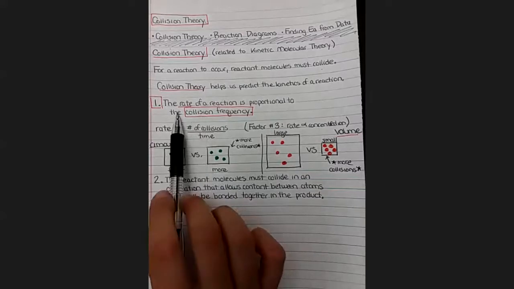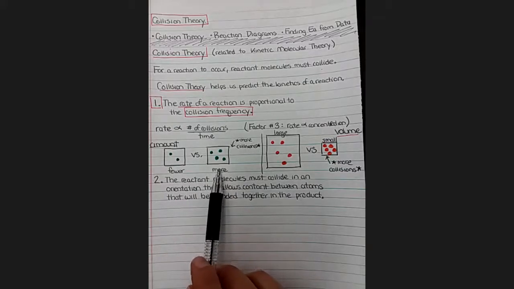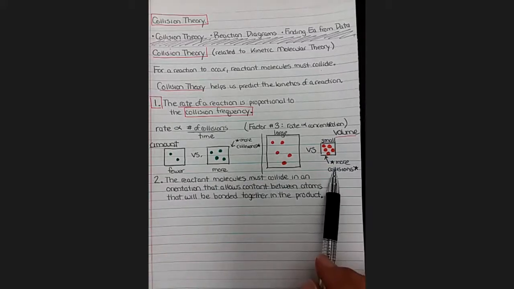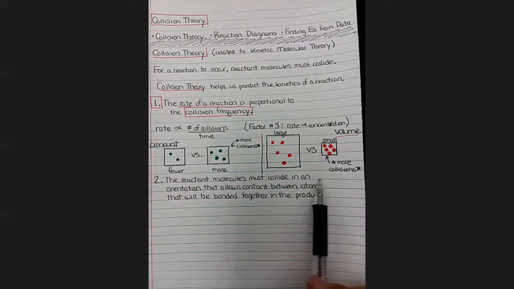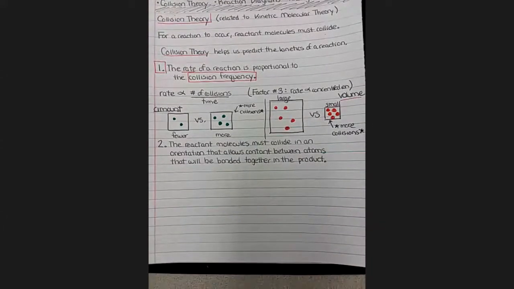There we go. So facet number 1, the rate of the reaction is affected by the collision frequency. We can change the collision frequency by increasing the amount of particles or by changing the volume and therefore the pressure of the container. Okay, now let's move on to the second facet.